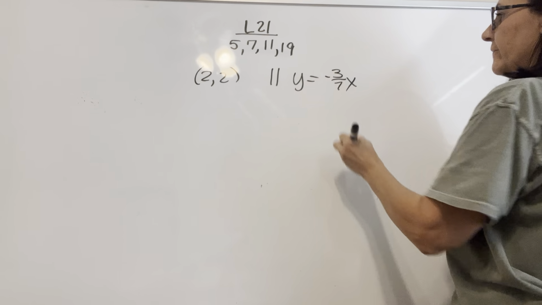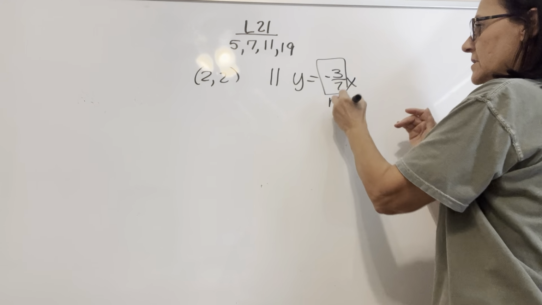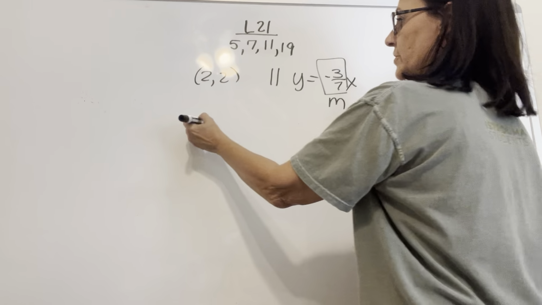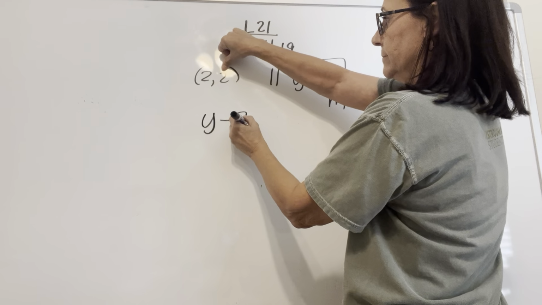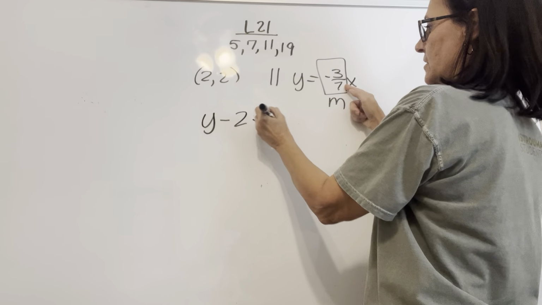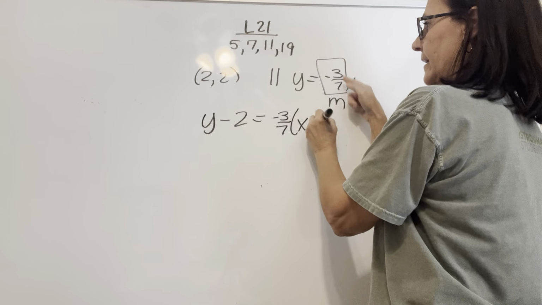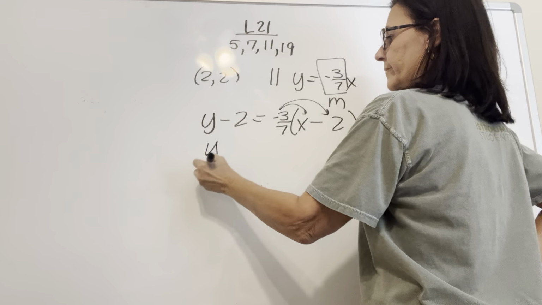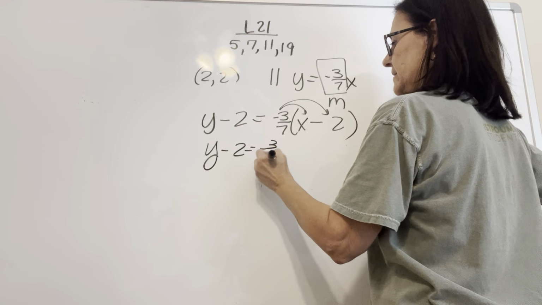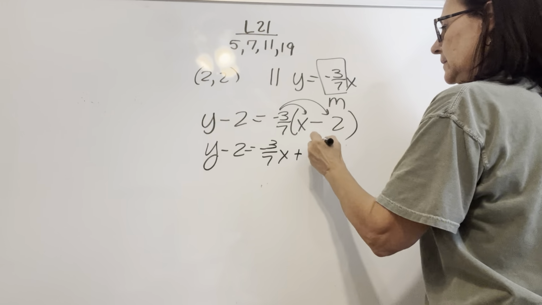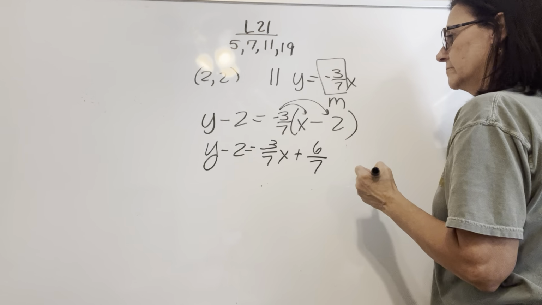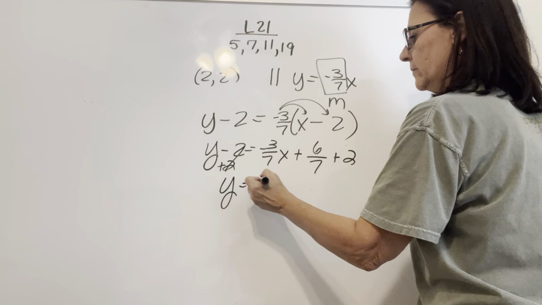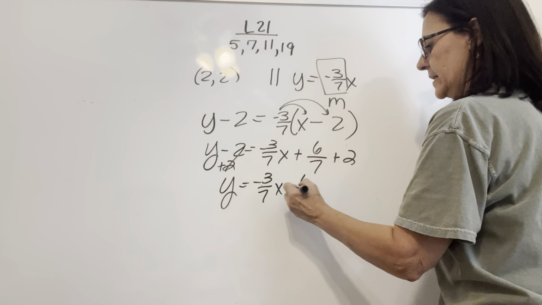I don't even care what else. This is what I'm looking for, just the slope. So I have a point and a slope. I'm going to use the point slope form, which is y minus y sub 1 equals the slope times x minus x sub 1. I distribute the negative 3/7. Y minus 2 is negative 3/7 x, that's going to be plus 6/7. I'm going to add 2 to both sides. So I'm left with y equals negative 3/7 x plus 6/7.